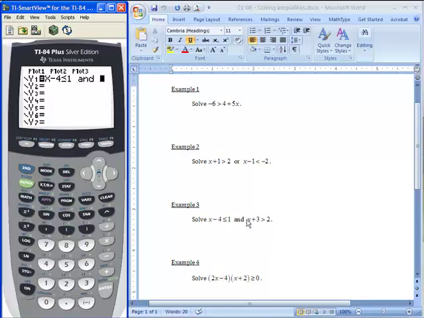Now we just need to enter x plus 3 is greater than 2. So we type in x plus 3. We go into the test menu, choose option 3 for greater than, and we choose option 2. Now what we're looking for here are values of x that make both inequalities true at the same time. And the calculator will figure that out for us.